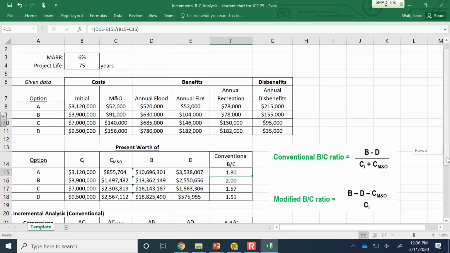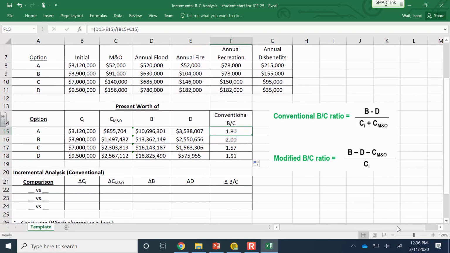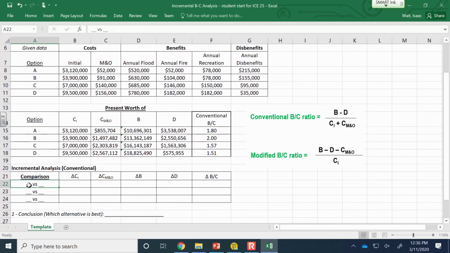Now, the incremental analysis isn't just one B to C ratio minus the other. What we have to do is a matchup, where the first comparison we're going to do is the cheapest versus the second cheapest. And so the first matchup is B minus A. So B versus A is the first matchup. And what you should do is find the difference in cost, difference in maintenance and operation expense, difference in disbenefits and benefits, and then do the incremental analysis on these values, on the deltas, not just from the table above. Do the B to C of the deltas.